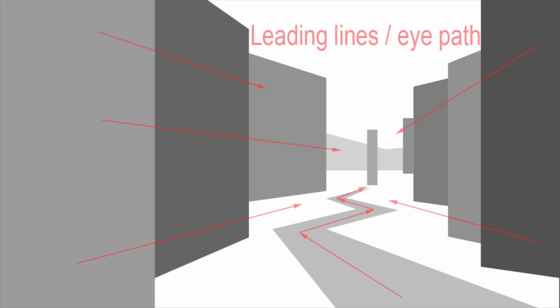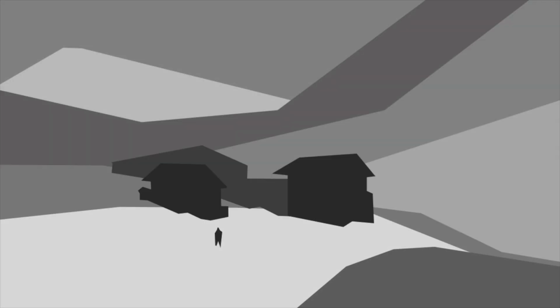Number 3, create an eye path or leading lines for the viewer to guide their eye in the picture. By using natural or man-made shapes or lines like roads, paths, fences, and flat planes, you can draw the viewer's attention to a subject or a place within the image in order to support the visual narrative.